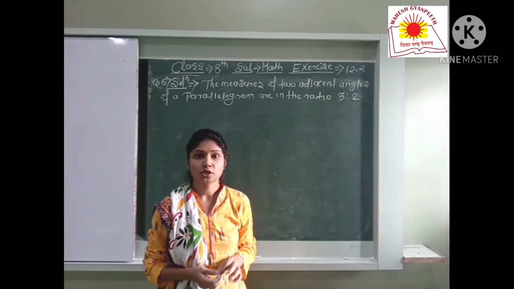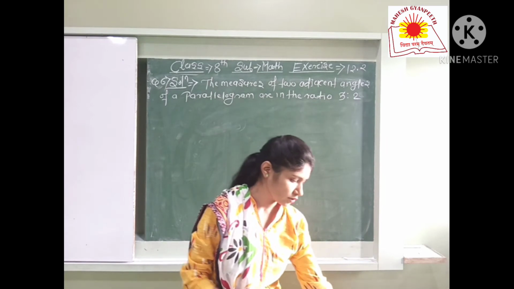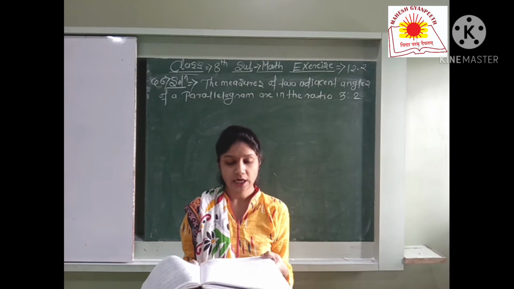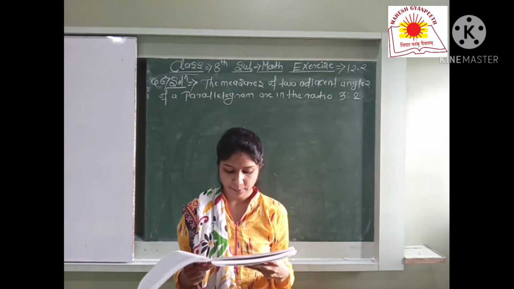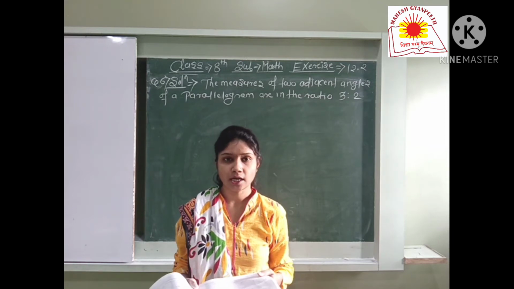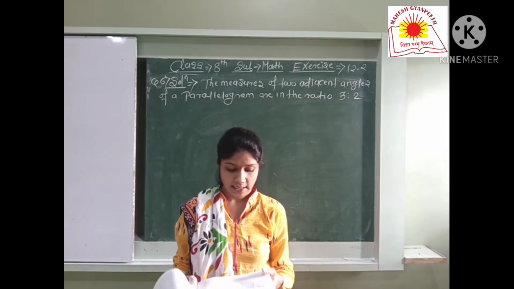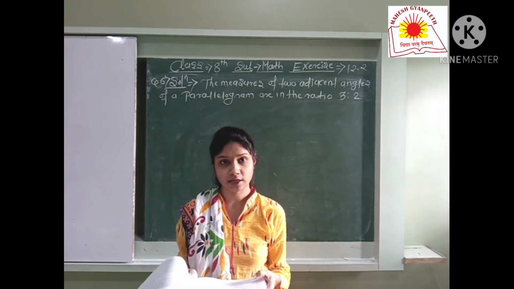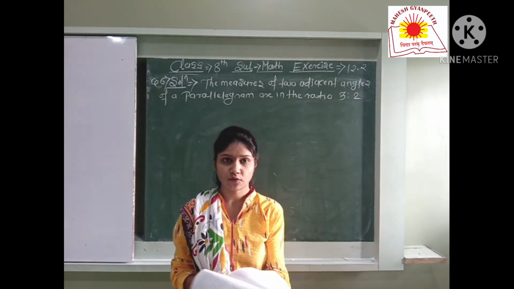Now student, question number 5. What is question number 5? We are given that PQRS is a parallelogram with PQ parallel to SR. We are also given angle P and angle Q. Find the value of x and the measures of the angles of parallelogram PQRS. This question is exactly similar to question number 4, so it is for homework.